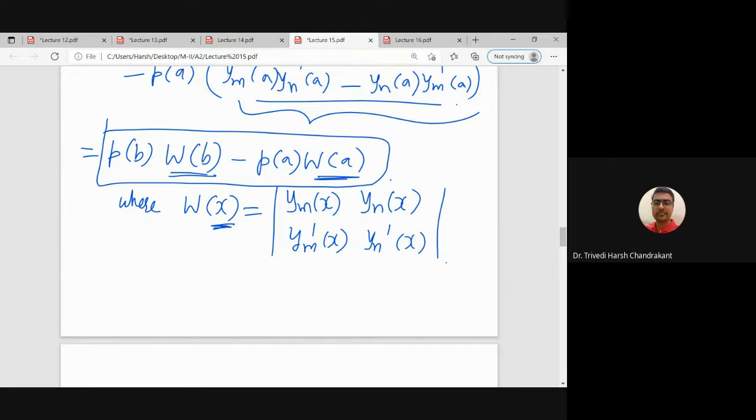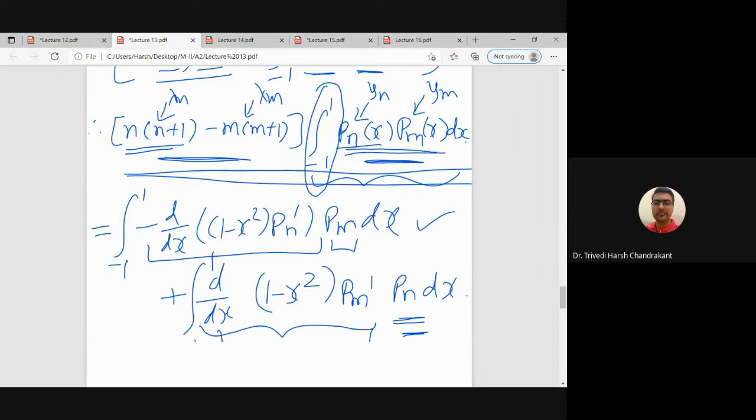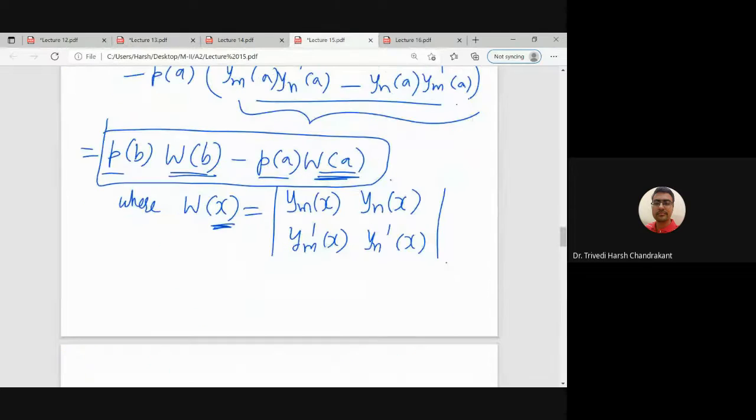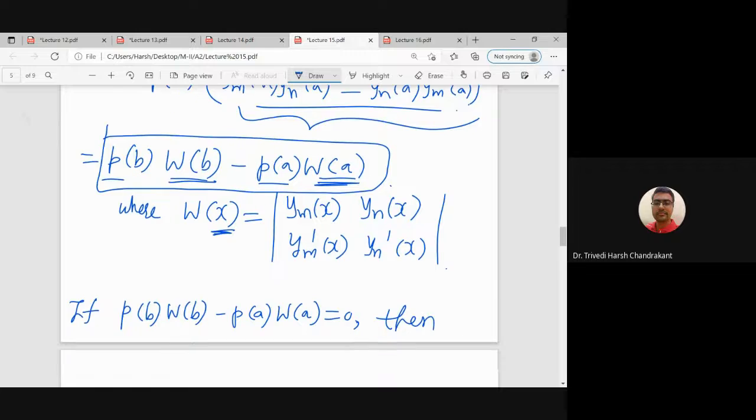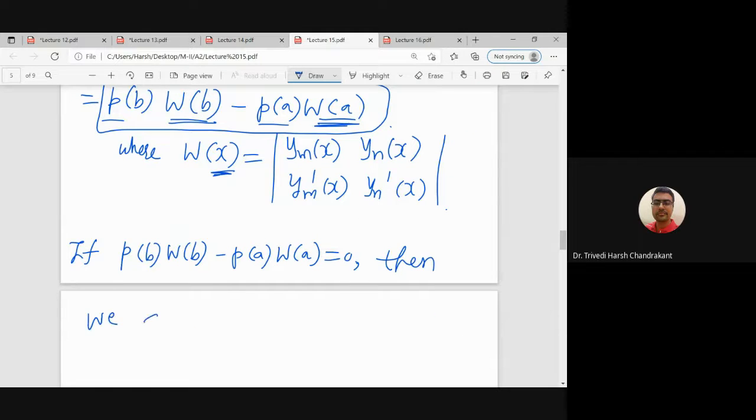Basically on the Wronskian evaluated at the endpoints of the interval, as well as the value of the function p at a and b, right? So here it was 0, but here we are not getting that. So that means we need to take some assumptions. So if p(b) W(b) minus p(a) W(a) is 0, then we get the integral to be 0, right?